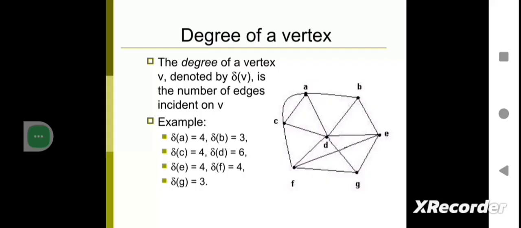So, degree of E equals 4. Degree of A equals 4. Degree of B equals 3. Similarly, degree of D. What is the degree of D? At the vertex D, 1, 2, 3, 4, 5, 6 edges are incident on D. Therefore, degree of D equals 6. Similarly, we should check the remaining vertices.